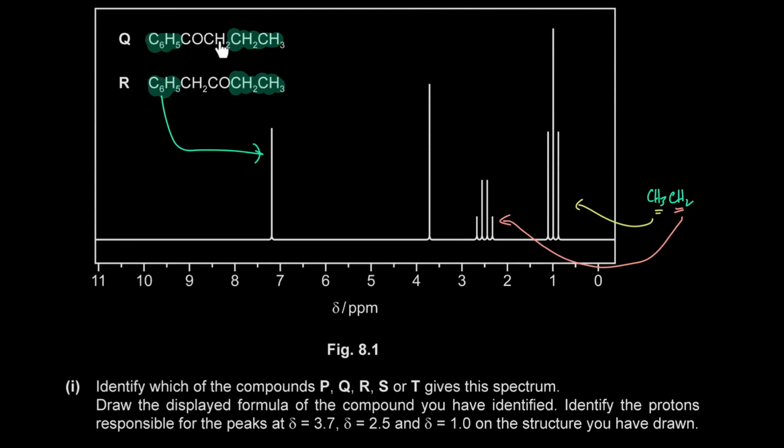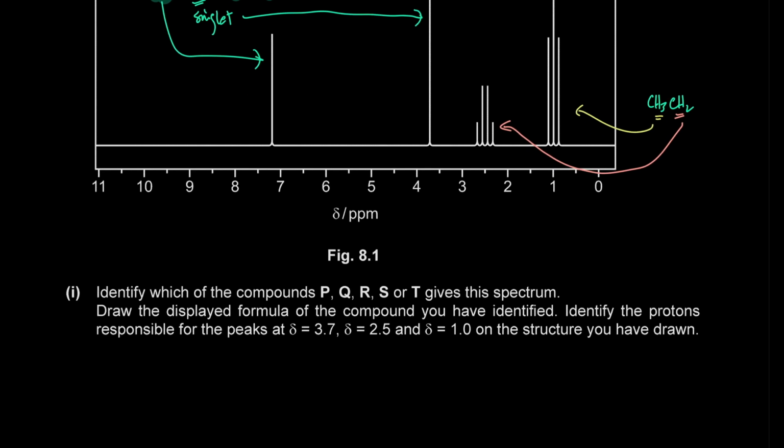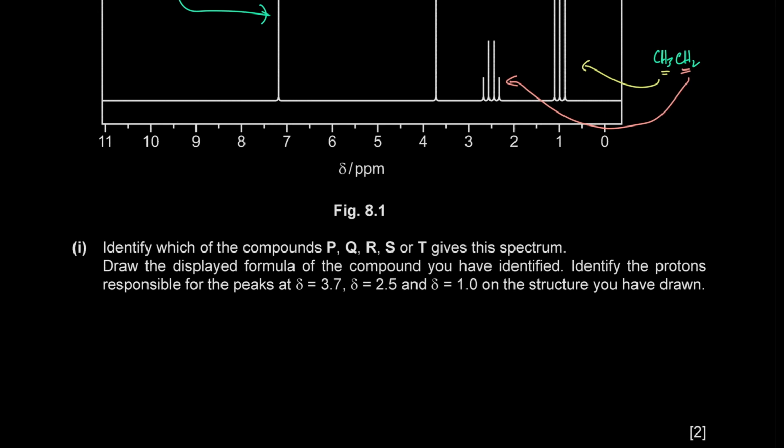Now the CH2 here has neighboring protons. This CH2 should be a triplet because the neighboring carbon has 2, whereas the CH2 here is a singlet. So it must be this one, because this carbon is bonded to the benzene carbon that has no protons on it, so it's not being split. So this proton here will be a singlet. So this guy over here is this peak. That means that we have compound R over here, not compound Q. So the compound responsible for this spectrum is compound R.